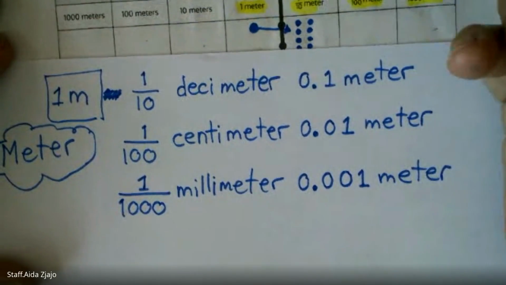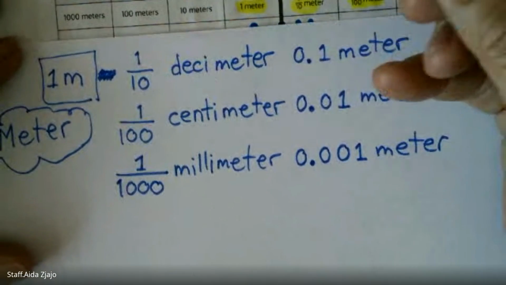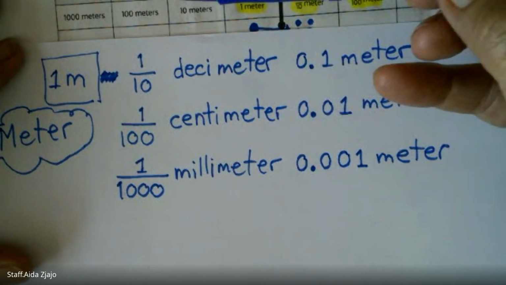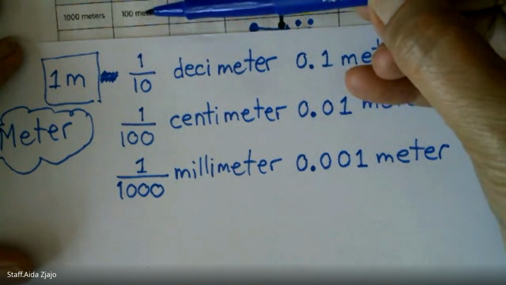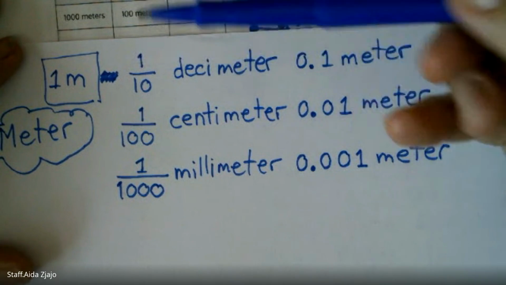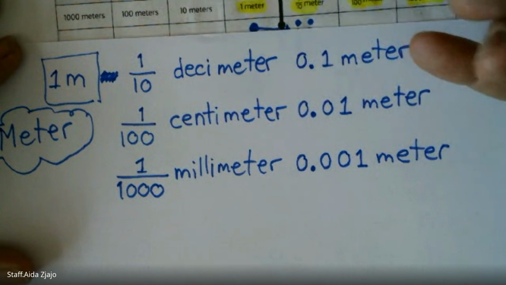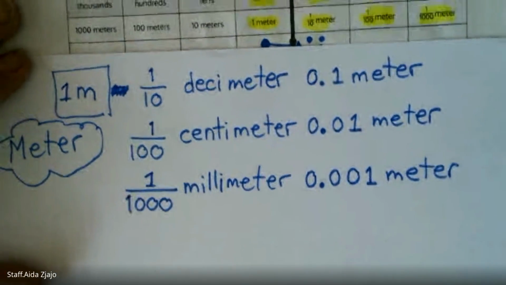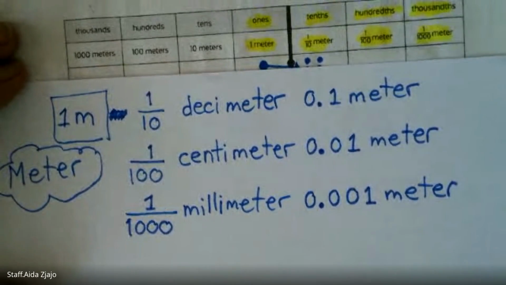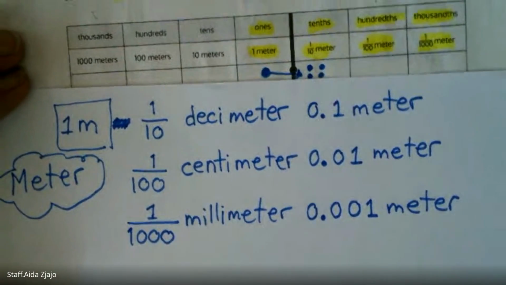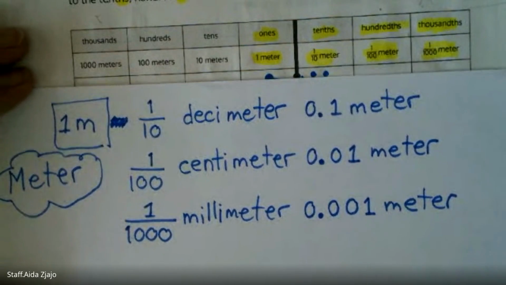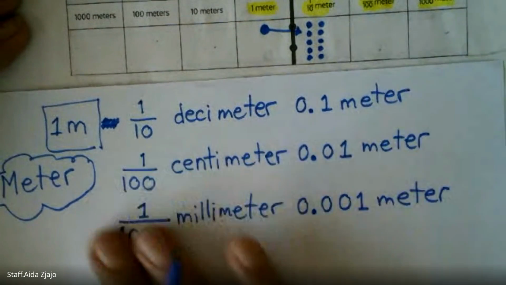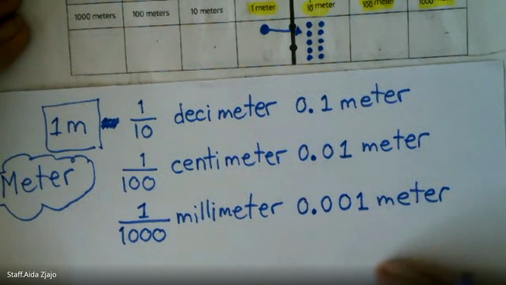Also, we can see that if we have 1,000 meters, we have 10 to the power of 3 meters, or 100 meters, 10 to the power of 2. We have 10 meters, that's 10 to the power of 1. And even 1 meter is called 10 to the power of 0 if you think about powers. Okay, guys, I think this is the main thing that you have to understand.